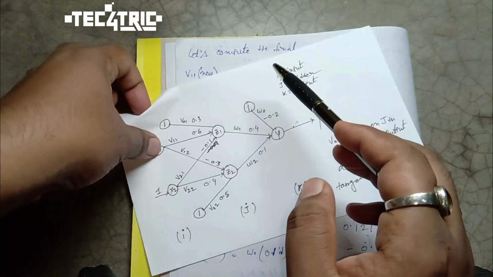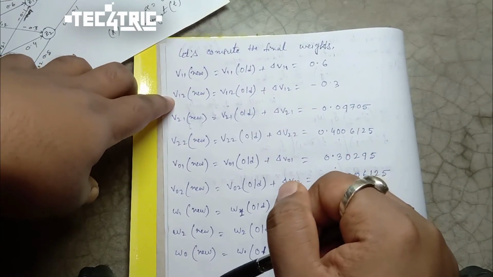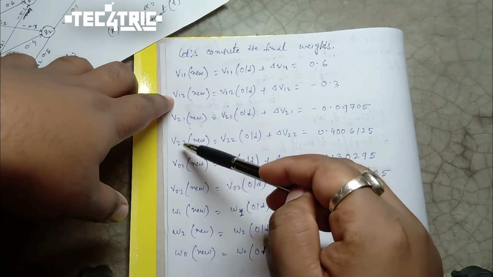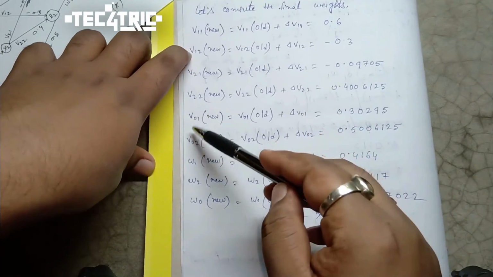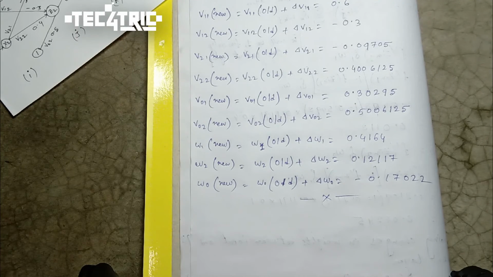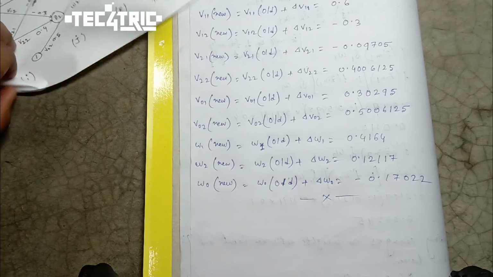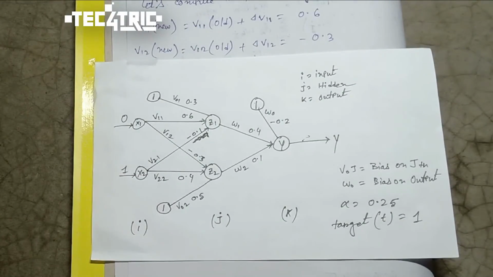In this way we have to find all the weights, and these are the updated ones. So v21 new will be v21 old plus del v21, and like this we have to update all the weights and biases. So this is how you can solve a backpropagation problem. It is very easy to do. I hope I was able to teach you what backpropagation is with an example.